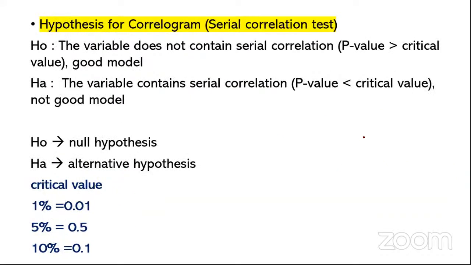So next we go to serial correlation, the hypothesis correlogram. If the variables do not contain serial correlation, the p-value is bigger than the critical value. This is a good model. And if the alternative contains serial correlation, the p-value is less. So you have to make sure that the alternative always has a p-value less than the critical value. For the null, the p-value is higher than the critical value. That's given, the foundation for econometrics. So you don't have to memorize it, you just understand it.